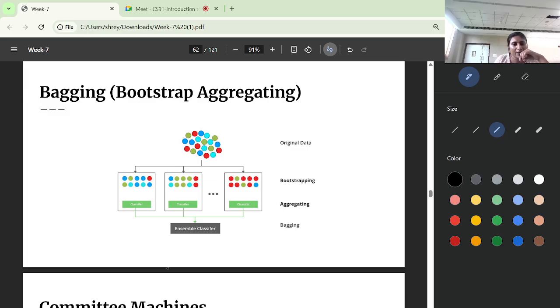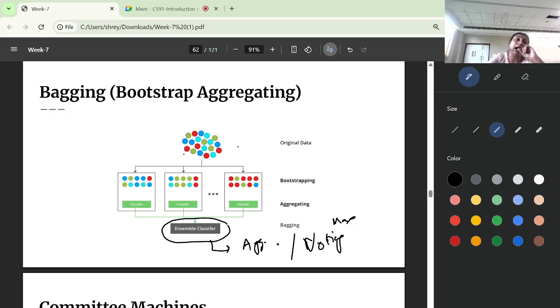It is displayed with a small diagram. This is the original data. You divide the data into different splits, apply the classifier, and this is the ensemble classifier. Ensembling means either aggregating or taking the maximum voting. So this is a simple bagging technique. Now the question arises: is this aggregating or voting a good technique? Are these the only ones that we can use?